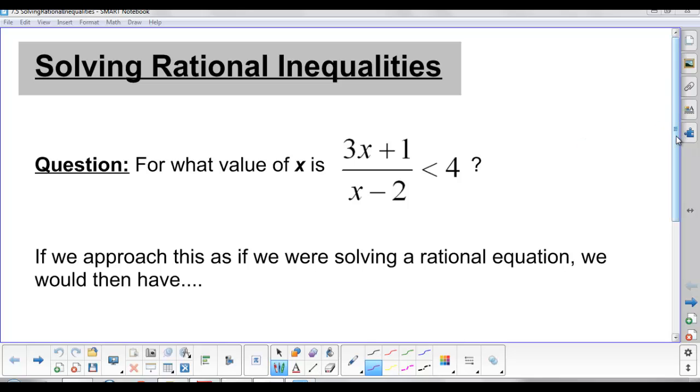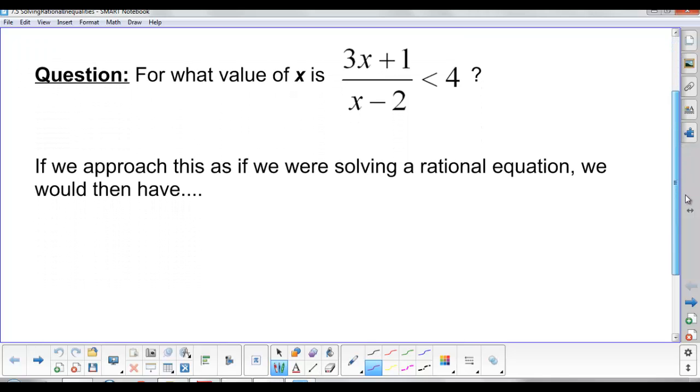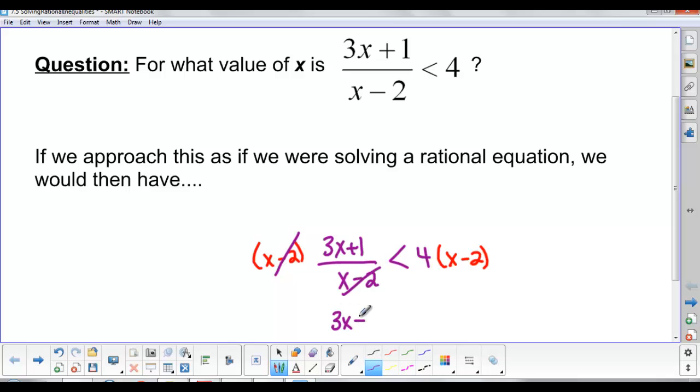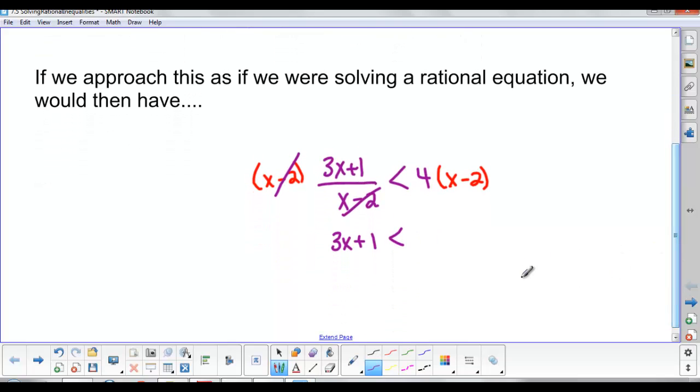So let's handle this as if we were solving a rational equation and take the same steps as we did in the last lesson. We would multiply both sides by the lowest common denominator, which is x - 2. On the left side, the x - 2's cancel, so we're left with 3x + 1 < 4x - 8 after distributing the 4 on the right side. Now that we don't have any more fractions, we'd move everything to one side.